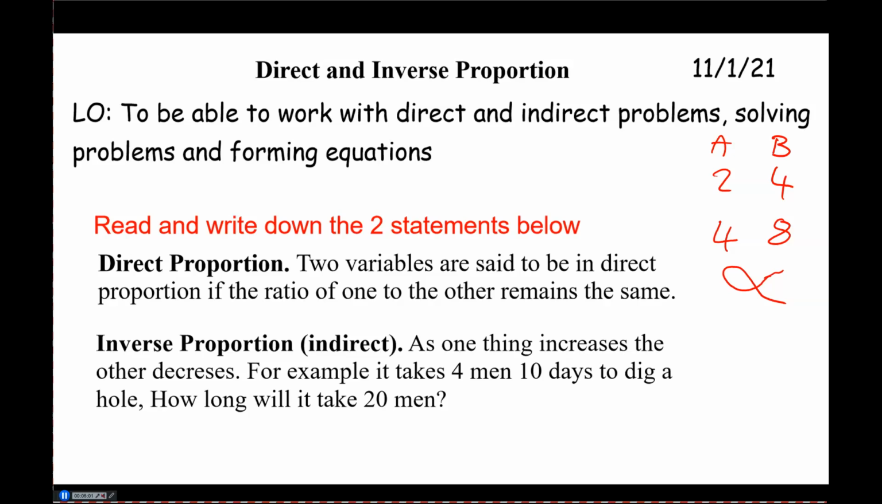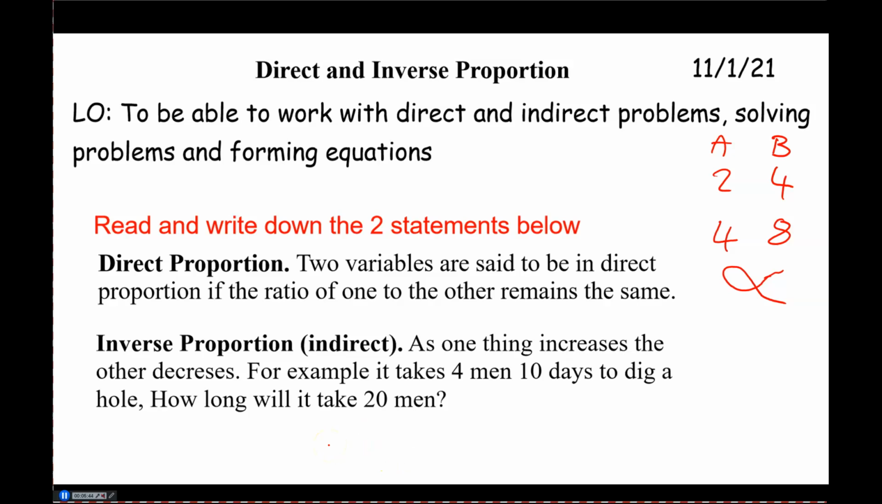One to look out for is indirect or inverse proportion, because that's basically the opposite of what we've just had. As one increases, the other decreases. An example that quite often comes up: 4 men take 10 days to dig a hole. How long will it take 20 men? It's not going to take 5 times as long; it's actually going to be less time. The best way of doing that is working out how long it takes one man to dig the hole, and then working back from that. But we'll look at some more indirect inverse proportion questions tomorrow or Wednesday.